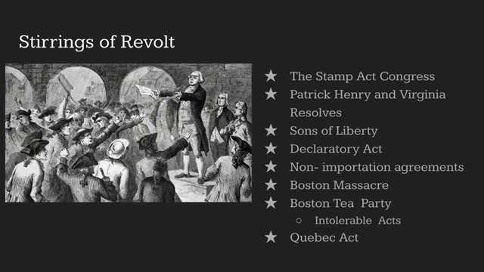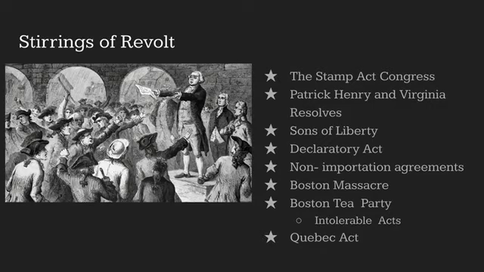Stirrings of revolt. First off was the Stamp Act Congress. This was a direct result of the Stamp Act and was the first attempt at colonial unity against the British. Another form of revolt was Patrick Henry and the Virginia Resolves. They had a belief that Americans should have the same rights as the English and that Virginians should only pay taxes that were passed by the Virginia Assembly. Another form of revolt was James Otis. He called for an intercolonial Congress to take action against the Stamp Act.